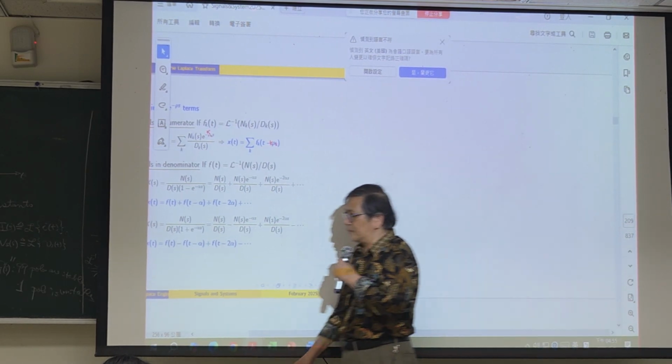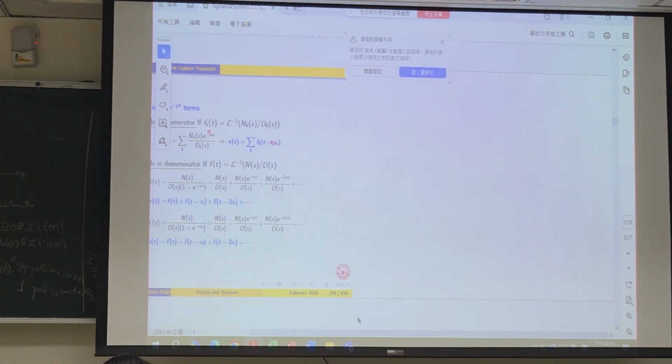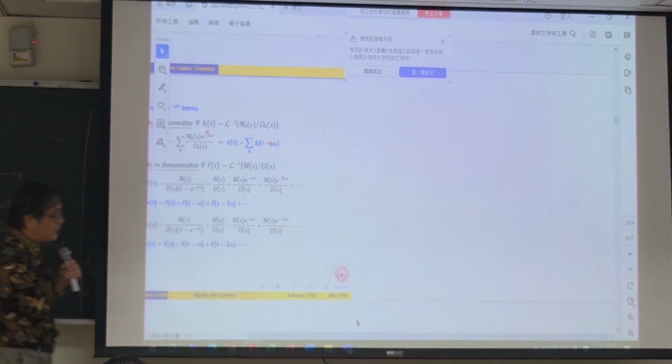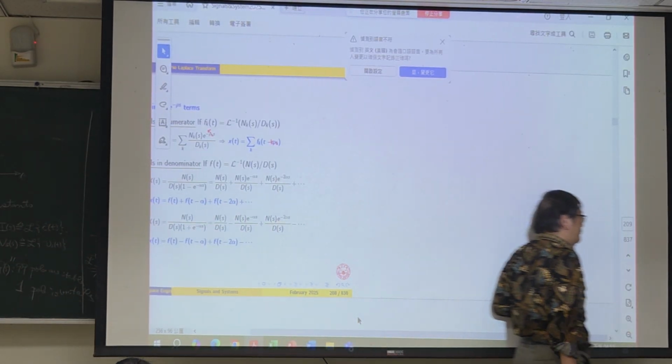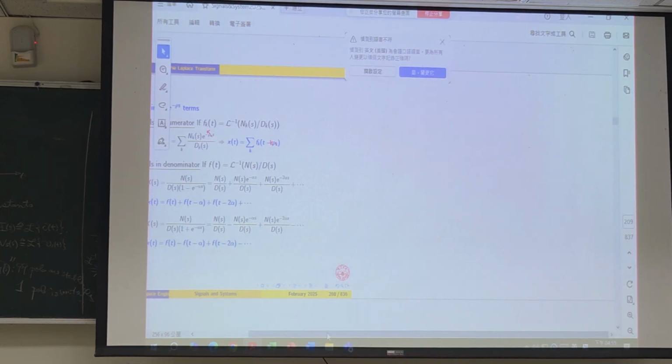If we do that initial value, then we have to take the inverse Laplace transform. All right. Maybe we'll see that later. That's fine.